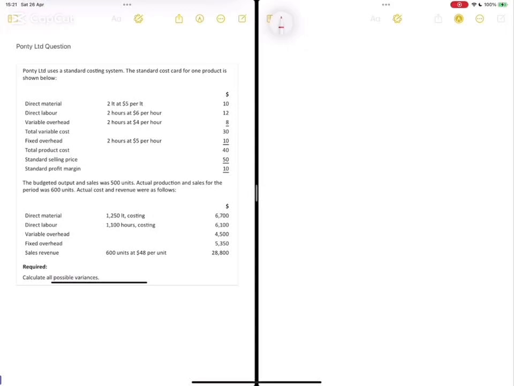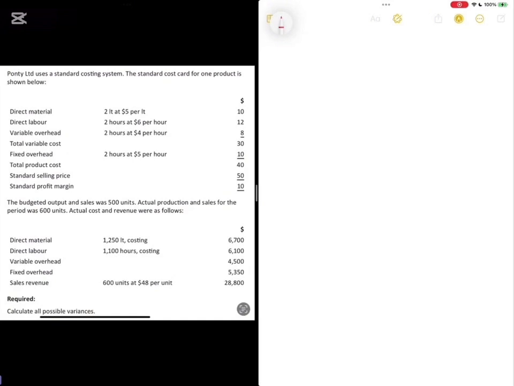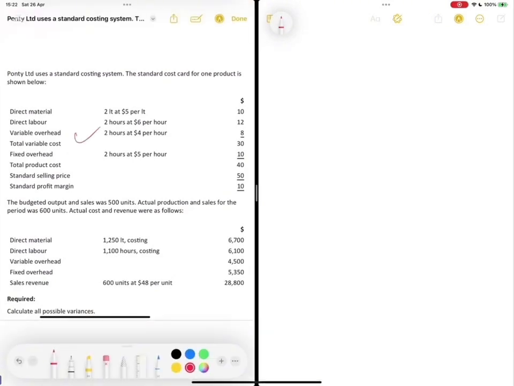So look at this question. Ponty Limited. They gave us the budget. Like you see, all of this is the budget. Yeah, they gave us that budget. Likewise, they gave us the budget units.